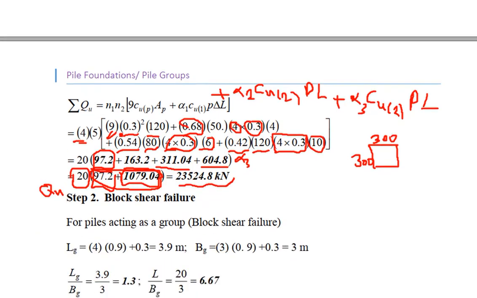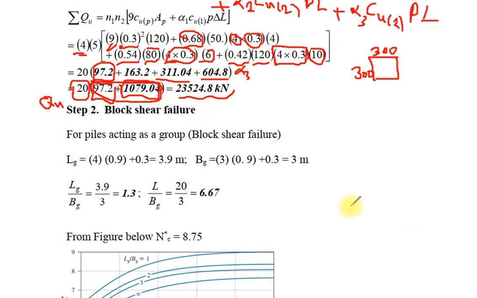In step 2, we compute the ultimate bearing capacity based on the block shear failure. We consider all the piles as a block and compute the parameter of the block and the area of the block. For piles acting as a group, we call it block shear failure according to Terzaghi in 1967. LG is the length of the group of pile.